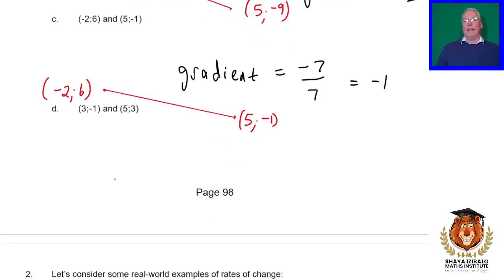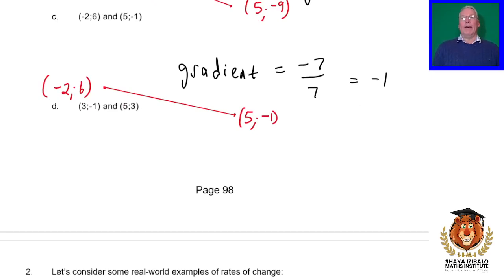And then 3, -1 and 5, 3. Let's have a look. 5, 3 is to the right and above, so this line is going to have a positive gradient. This last one is going to have a gradient.